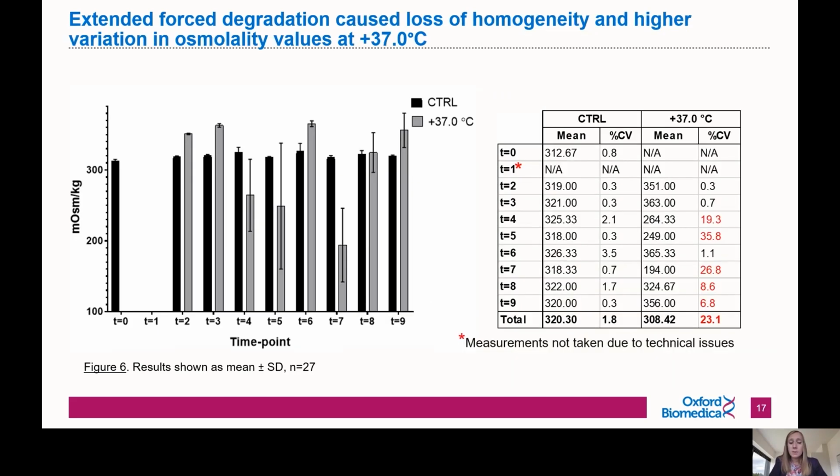Until we obtain results from this sample specifically, in which the storage at 37 degrees caused it not to be homogeneous anymore. And of course, having a homogeneous solution before measuring osmolality is essential. And that's why these values are marked in red, because they were above the accepted value for variation that we set in the method.